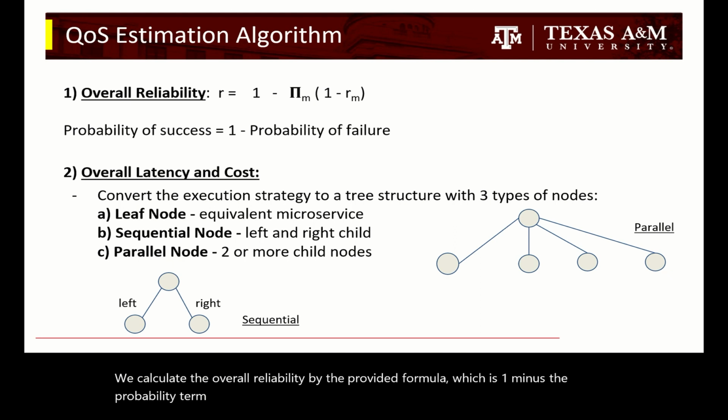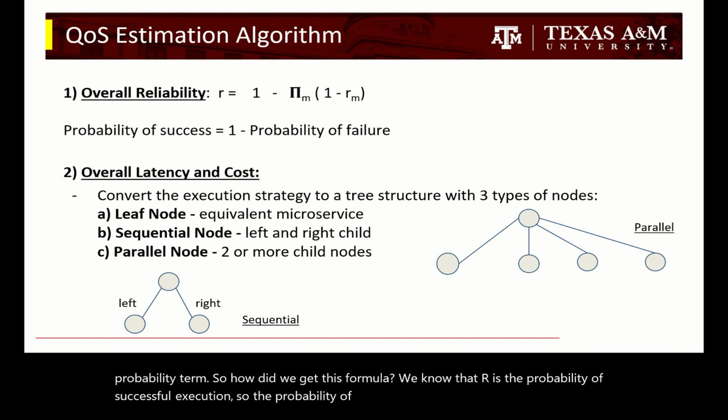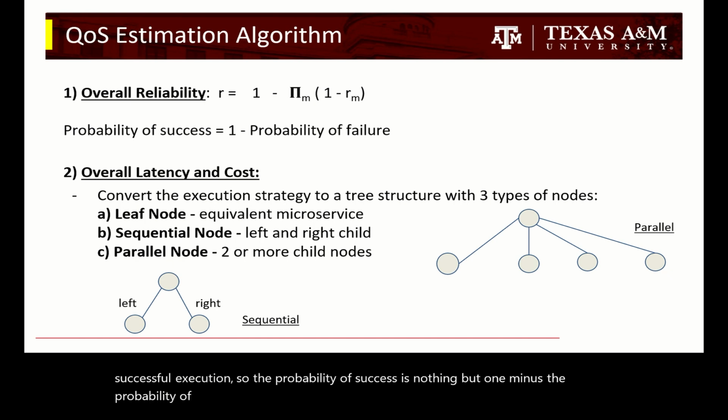So how did we get this formula? We know that R is the probability of successful execution. So the probability of success is nothing but 1 minus the probability of failure. So in our case, the probability of failure is when all the microservices of an execution strategy fail. So that's how we got that term.